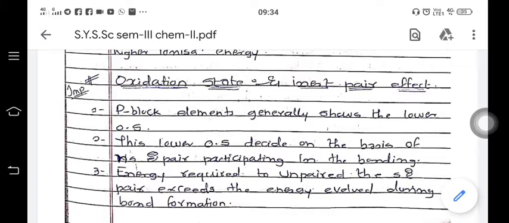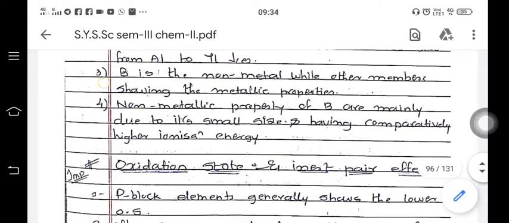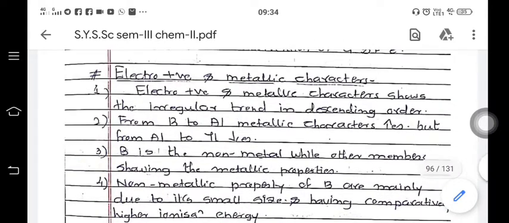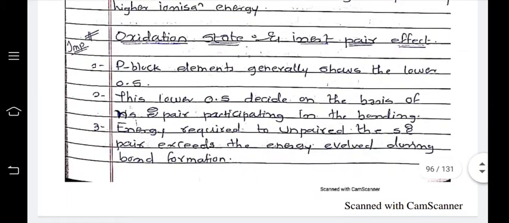In our inorganic chemistry, today's topic is the oxidation state and the inert pair effect. In the last lecture, we studied the metallic character and how it affects the p block elements. Now, the oxidation state and the inert pair effect.